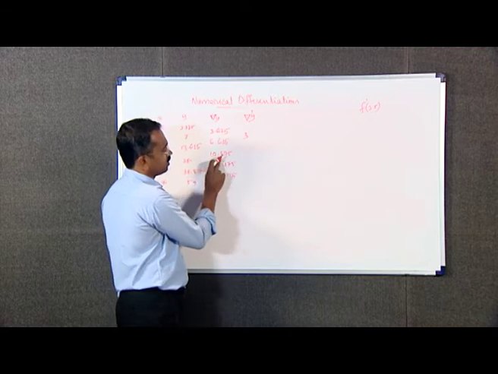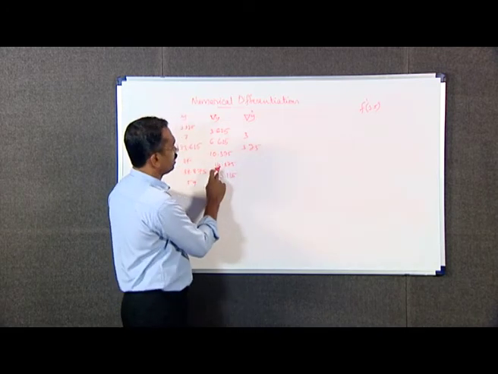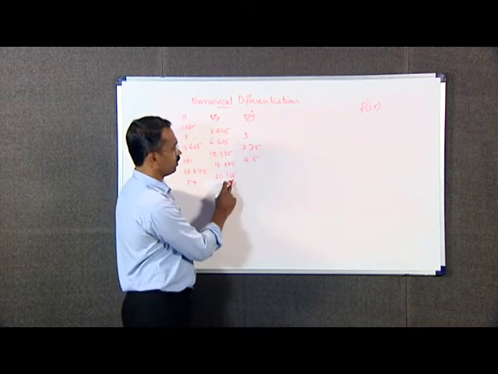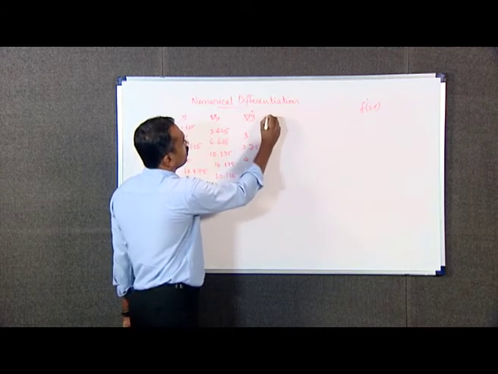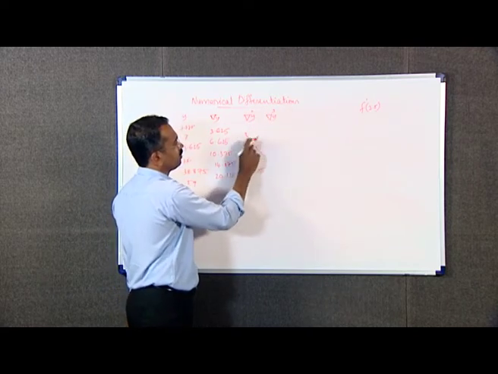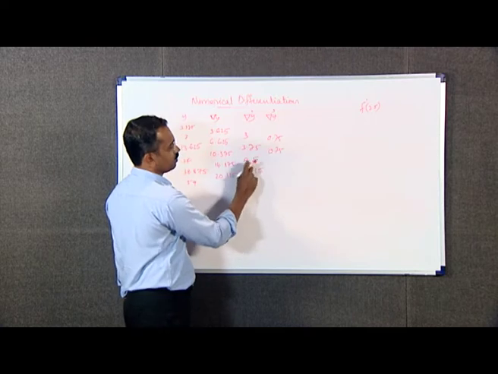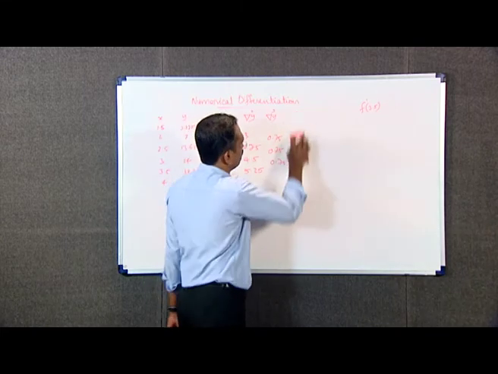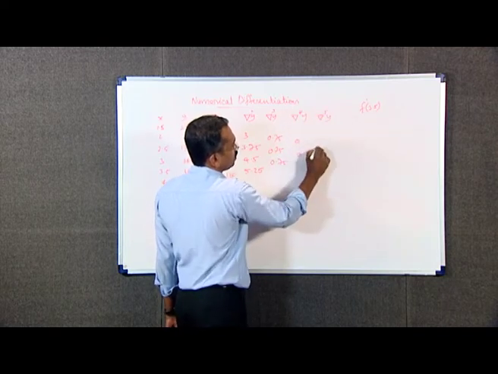This is 10.375 minus 6.625 is 3.75. 14.875 minus 10.375 is 4.5, and this is 20.125 minus 14.875 is 5.25. The third order differences are 3.75 minus 3 is 0.75, 4.5 minus 3.75 is again 0.75, 5.25 minus 4.5 is again 0.75, and the fourth order differences are 0, and the fifth order difference also is 0.